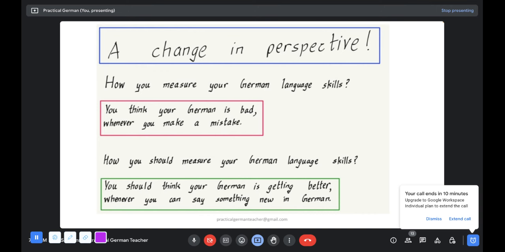One more thing, not to get into motivating you, but this is important. When you start learning German, you feel bad whenever you make a mistake. You think your German is bad whenever you make a mistake. This is not a healthy way to learn German or to learn anything. You should think your German is getting better whenever you can say something new in German.